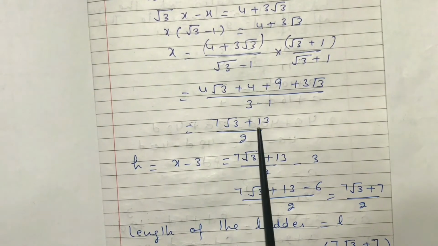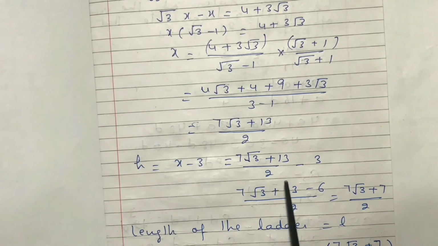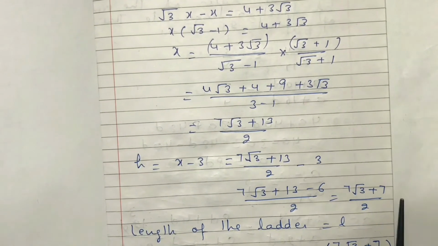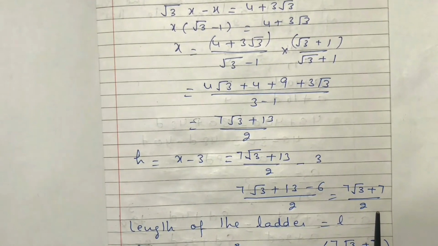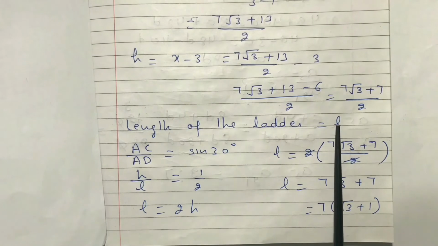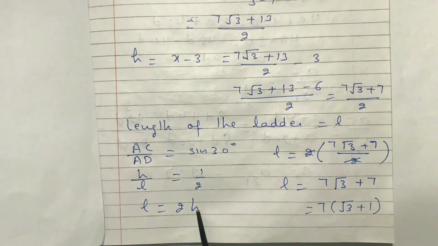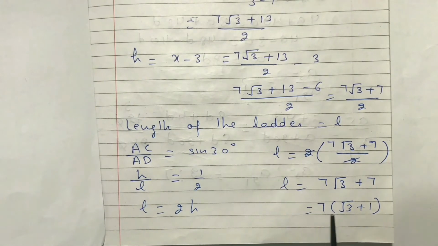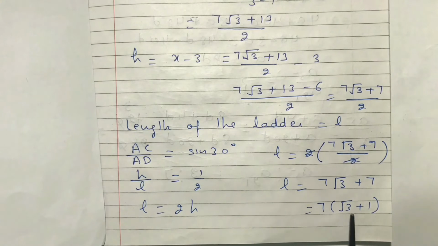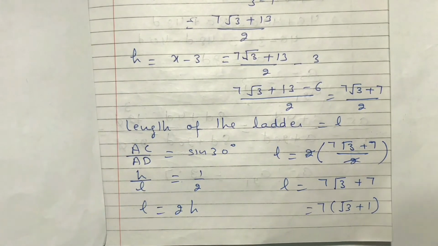Now substitute this value in h is equal to x minus 3. You will get the value of h, which is 7 root 3 plus 7 upon 2. Now find the length of the ladder, which is L. So AC by AD is equal to sin 30 degree, h by L is equal to 1 by 2, L is equal to 2h. So the length of L will be 7 root 3 plus 1 in the bracket. So that is the answer.